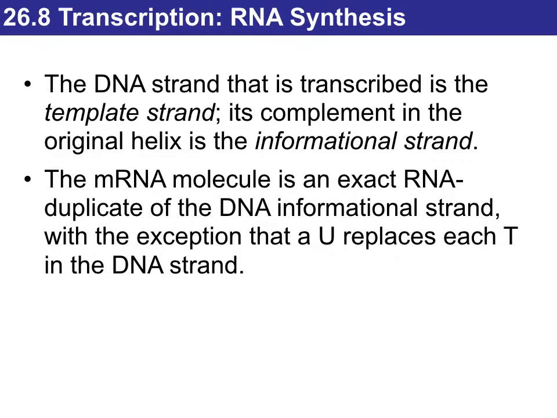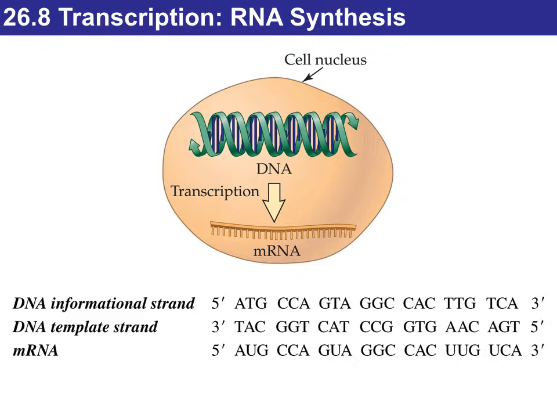The mRNA, or messenger RNA molecule, is the exact RNA duplicate of the DNA informational strand, with the exception that uracil replaces the thymine that you find in the DNA strand. So this is a summary. Looking at just the nucleus of the cell, you see the double helix of the DNA, and that's going to lead to transcription to messenger RNA.